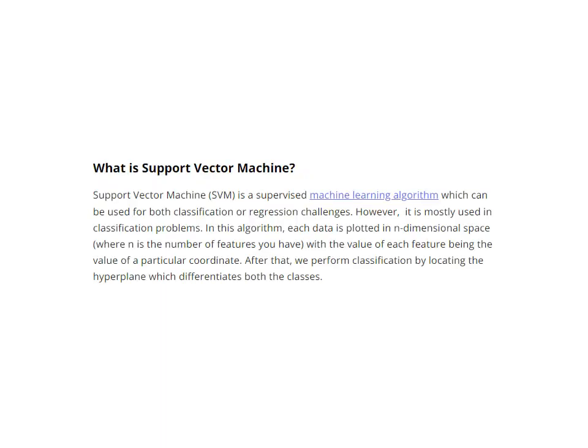Support vector machine SVM is a supervised machine learning algorithm which can be used for both classification or regression challenges. However, it is most used in classification problems. In this algorithm, each data item is plotted in n-dimensional space, where n is the number of features you have, with the value of each feature being the value of a particular coordinate. After that, we perform classification by locating the hyperplane which differentiates both the classes.